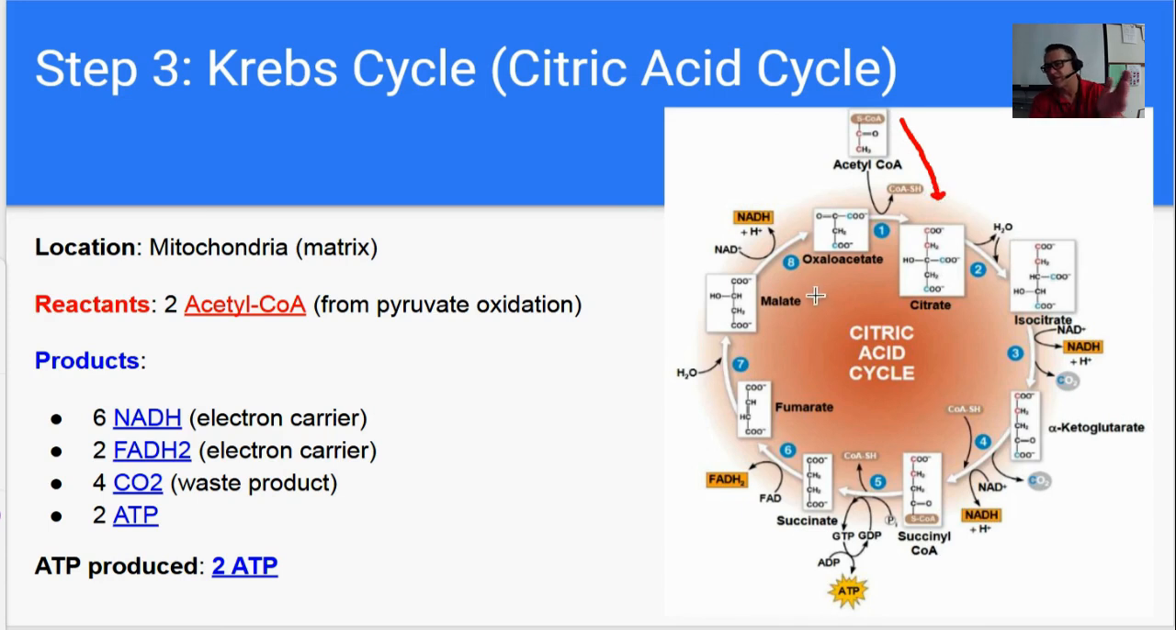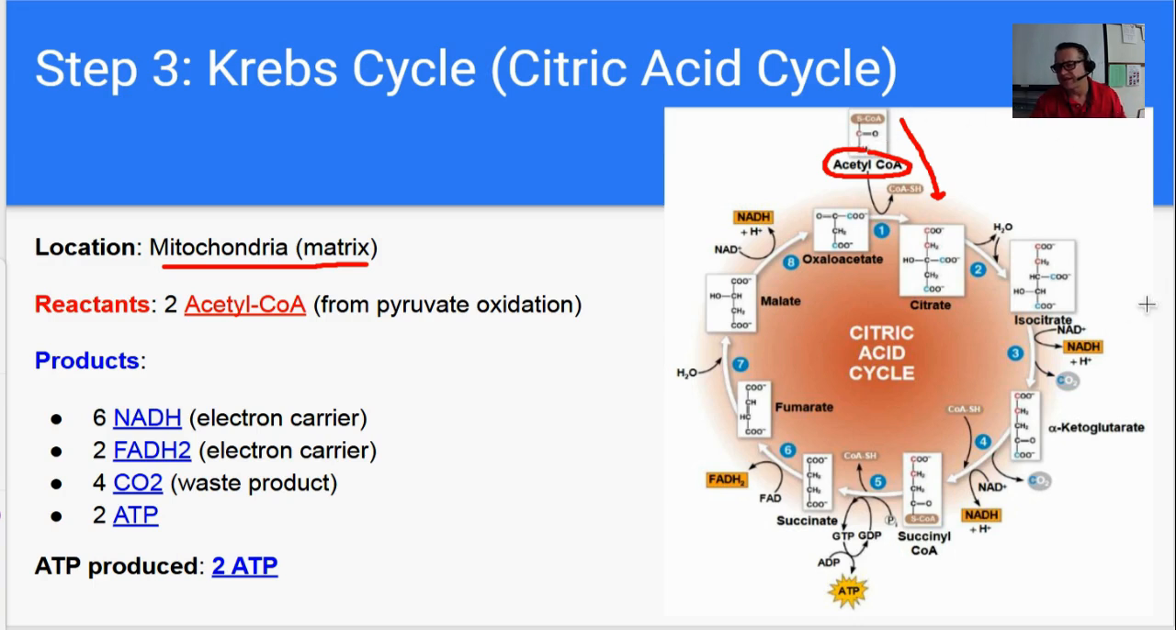You're not going to need to know all this, but acetyl-CoA bonds with oxaloacetate to form citrate, or citric acid. And then these molecules keep getting broken down as they go along through this cycle. But here's the most important thing. Where does it occur? Once again, the mitochondria matrix. Reactants, what does it need? It needs 2 acetyl-CoAs. Remember, 1 glucose got turned into 2 pyruvates, then got turned into 2 acetyl-CoAs.